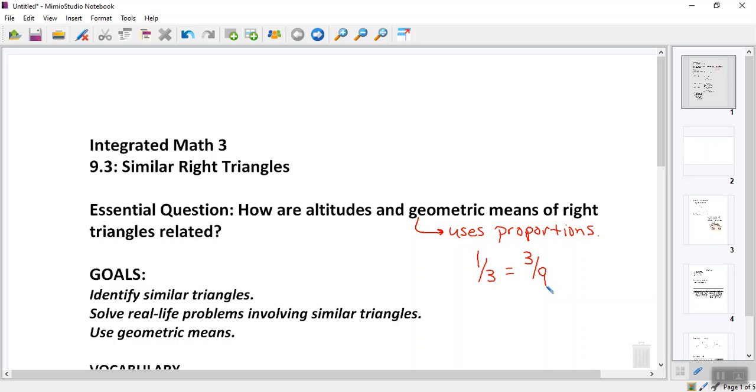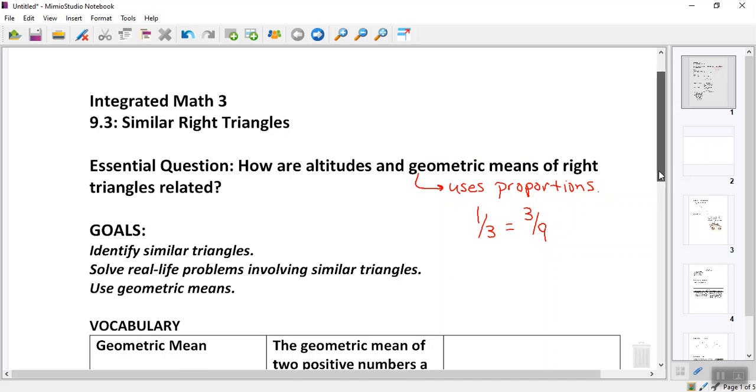So the question we're trying to answer today is how are altitudes and geometric means of right triangles related? We're going to explore that today. I think this will make pretty good sense to you. So goals in terms of answering the question: we need to identify similar triangles, look at some real life problems relating them, and this will be new for you today, using geometric means. Although it's a new term, you've done it before by using proportions. So let's get started on vocab first.